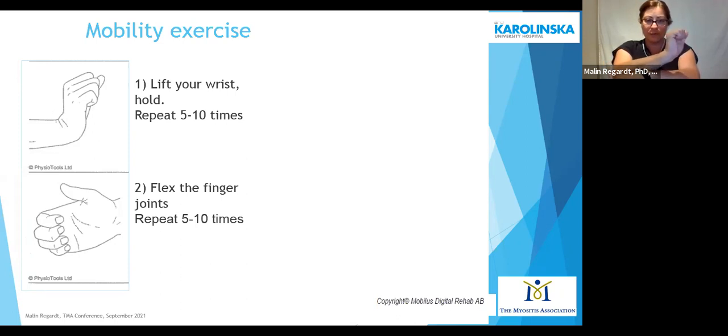So we lift up the hand, we hold a little bit, and then we let go. We lift up. So this is the mobility exercise for the wrist. So maybe 5 to 10 times, depending on how difficult it is for you. So try to lift as much as you can and flex as much as you can.